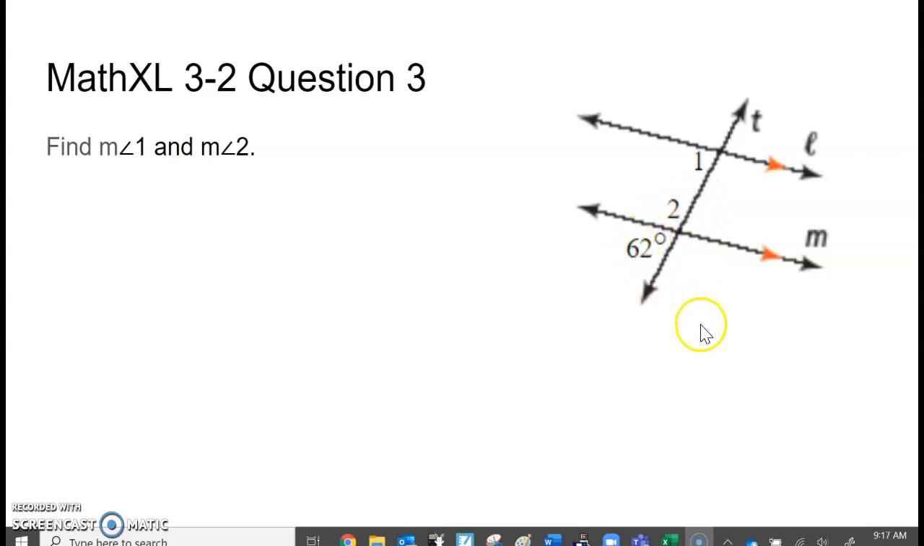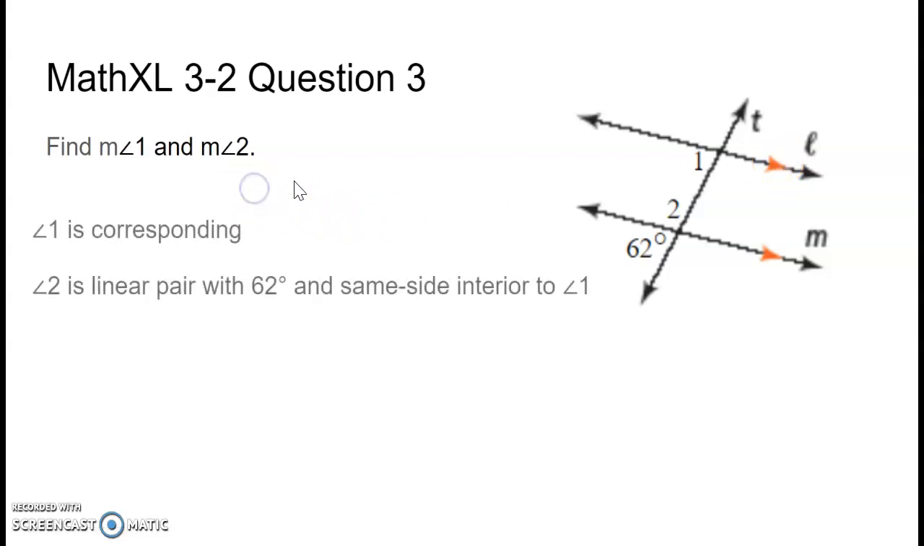Now guys, your question will not necessarily be the same, but we have here two angles and another angle 62 degrees, and lines L and M are parallel. It says to find the measure of angle 1 and angle 2. To do this, we notice that angle 1 is corresponding to 62 degrees, and angle 2 is a linear pair with 62 degrees, and it's also same side interior to angle 1.